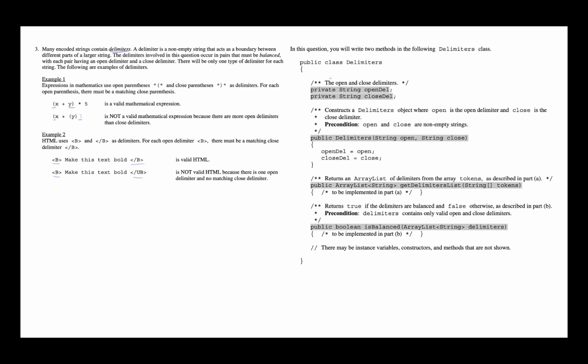And here we have a class called Delimiters. This Delimiters class has two private instance variables, openDel, open delimiter, and closeDel. And we're going to be setting these instance variables with the constructor Delimiters. These instance variables are going to be set when the constructor is called. And below the constructor, we have a method called getDelimitersList, and this is going to be part of question A.